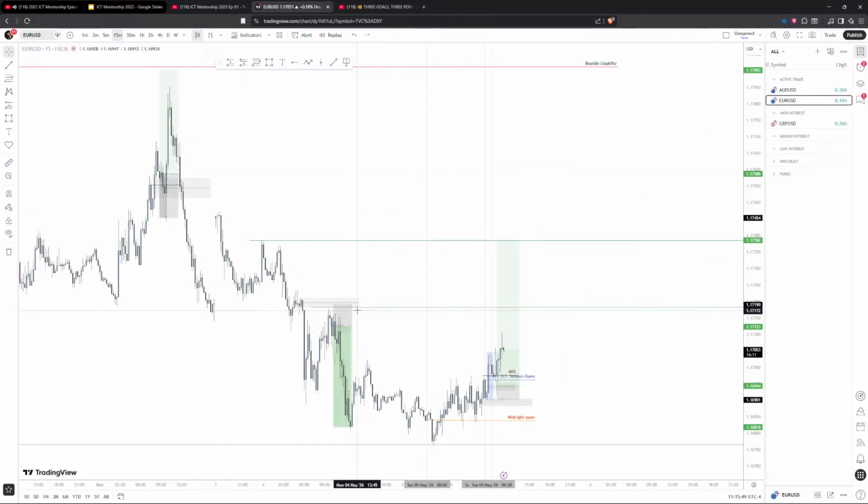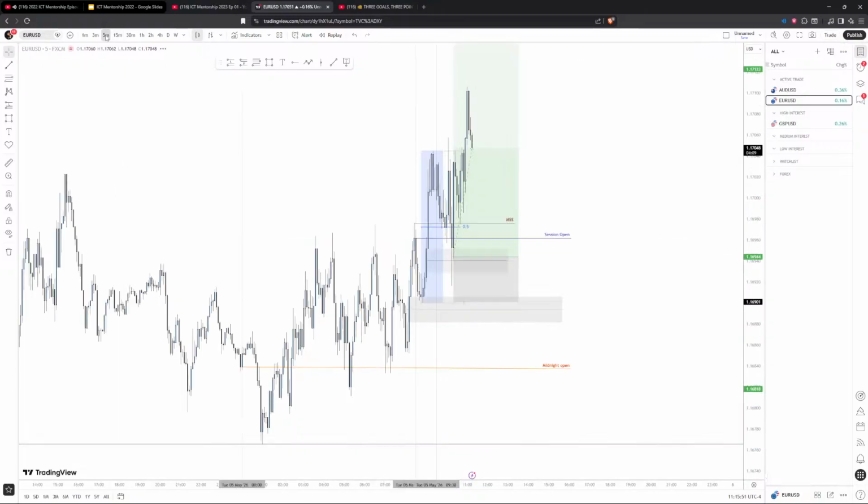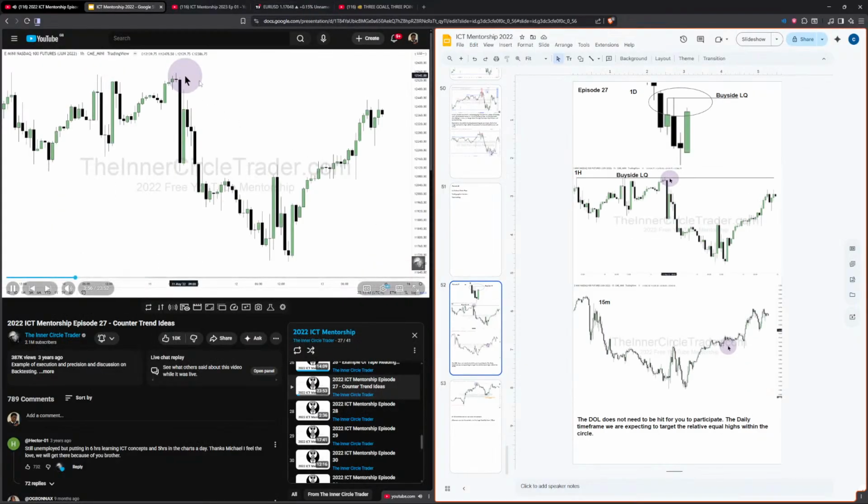So if it's going to go up to this area here, my thought process is that it's likely to just punch through and take the buy stops resting above here. So that's the draw on liquidity. Just think of it like a big magnet drawing price up towards it. Okay, so we're going to drop down into a 15-minute time frame.